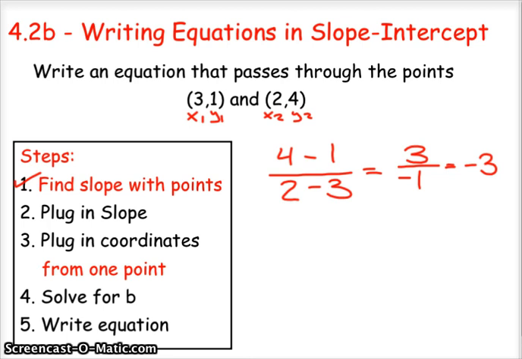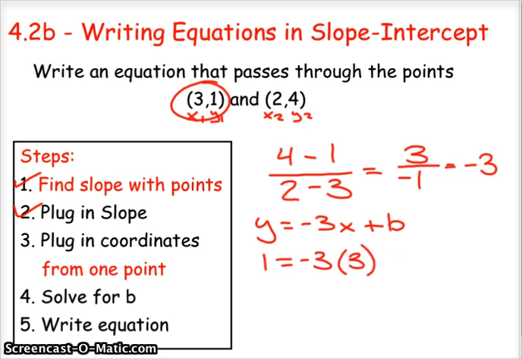So I found my slope, and now I'll follow the same procedure as last time. I'll plug my slope into my equation, so I get y equals -3x plus b. I will then plug in one of my coordinates, it doesn't matter which one. I'll go ahead and pick (3, 1). So I'll have 1 for my y, equal to -3 times 3 plus b. I'll now have to solve for b. So I'll simplify here. I'll have 1 is equal to -9 plus b.